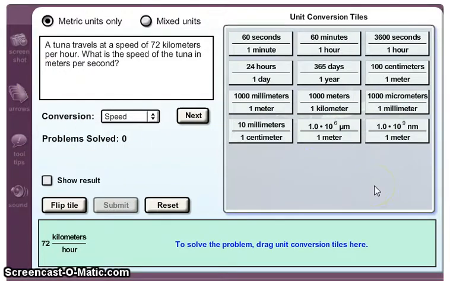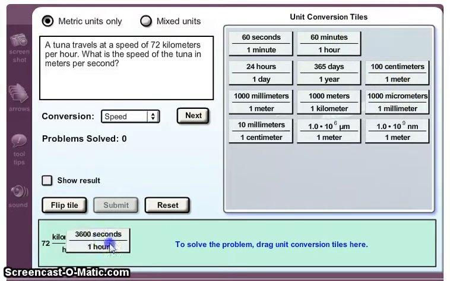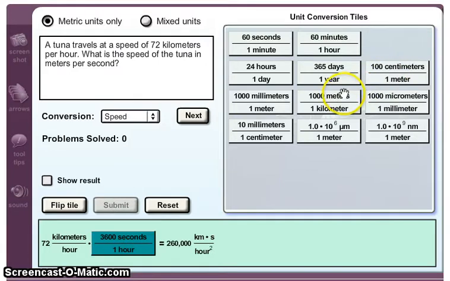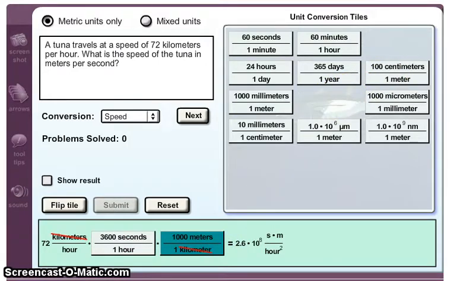So I'm going to set them up for you here. We have a tuna, kilometers per hour. We're trying to find meters per second. So again, we need seconds in the hour, and we need kilometers and meters. And we end up having our result in meters per second.